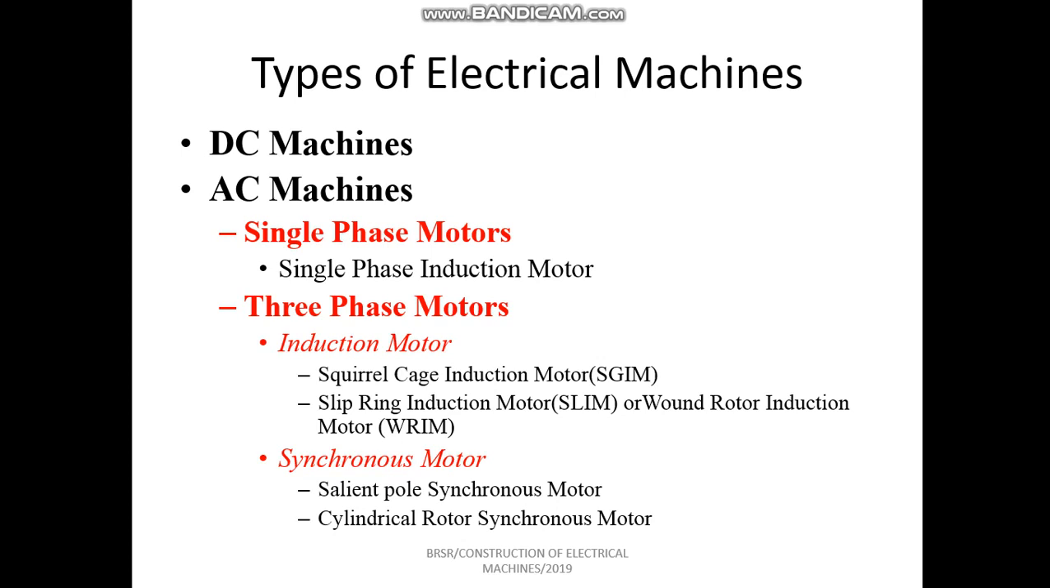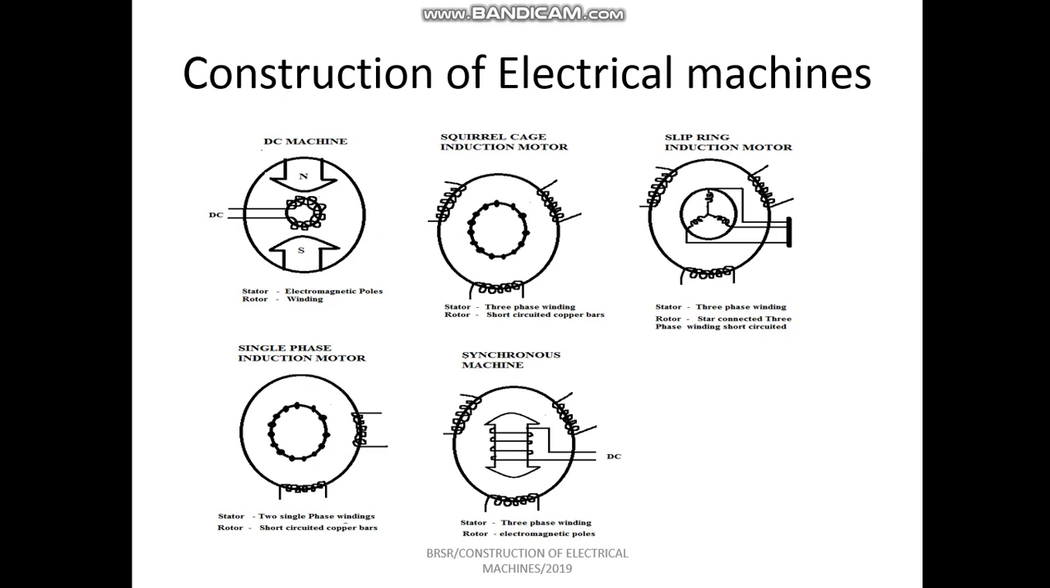So in this slide, you see that the construction of different electrical machines is easily depicted in a way it will be understandable. So if you see any machine, it has got two parts. One is called the stator, other one called the rotor. Stator is the stationary part of the machine, rotor is the rotating part of the machine. Let us first see this picture.